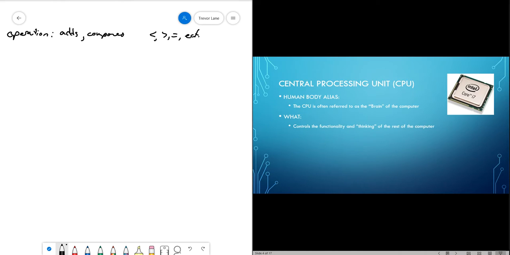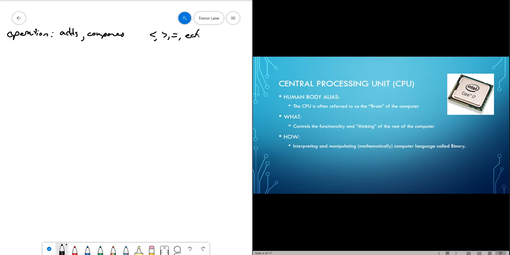So how does it do that, or what does it do exactly? It controls the functionality and thinking of the rest of the computer, which is the thinking that we just mentioned. But how does it actually do that? Well, what it does is manipulates binary. Remember binary? We talked about this in the very first lesson with our introduction to programming. And binary is the machine code that the computer understands.